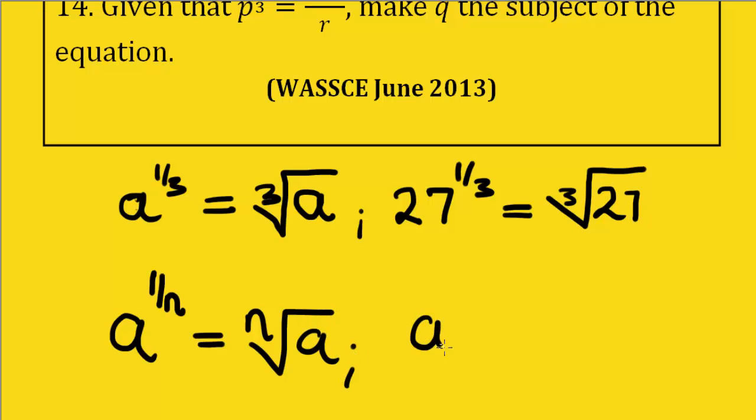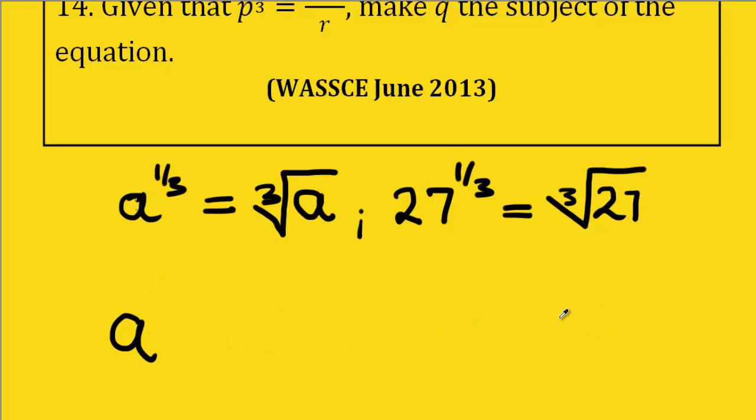So a to the half is the square root of a. The nth thing applies from 3, 4, 5, 6. So if we had a to the 1 over 4, you'd be looking for the 4th root. This can be done on a calculator, but it's not needed for this question. So I just thought I'd point out that important piece of notation to you before I proceed.